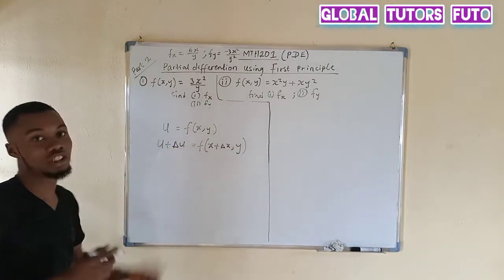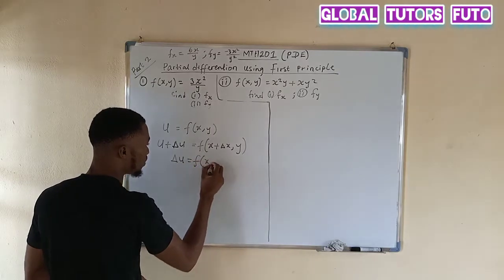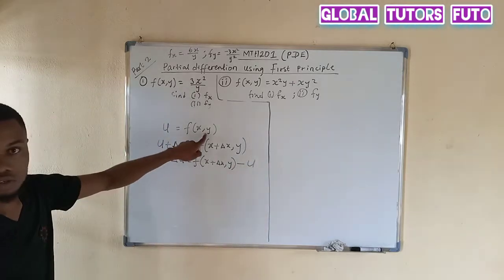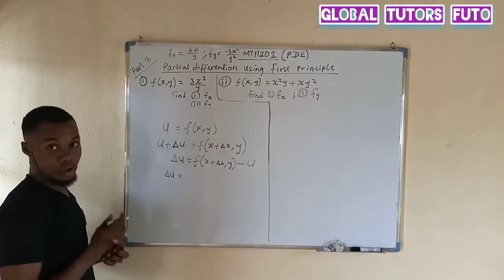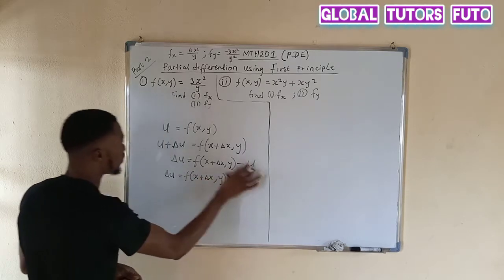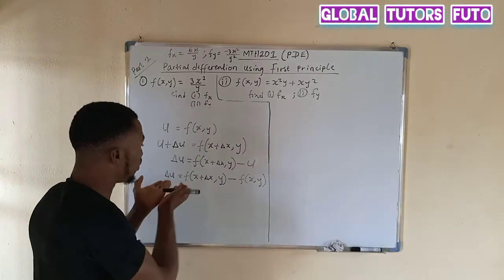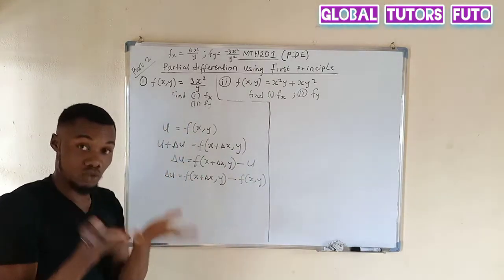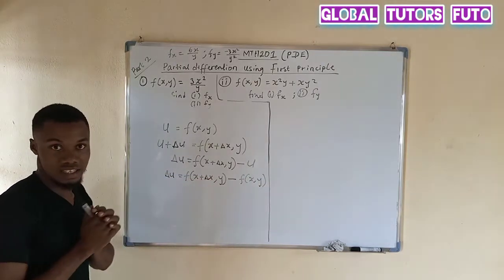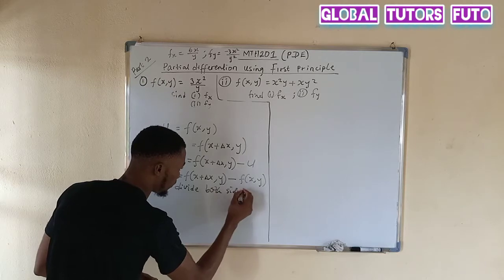In such a way that if I make change in u the subject of the formula, I'm going to have f of x plus change in x comma y minus u. Now remember that u is equal to f of x comma y, such that my change in u will be equal to f of x plus change in x comma y minus f of x comma y. Now, I can differentiate this function with respect to x or with respect to y. Since there is change in x, let me divide both sides by change in x.